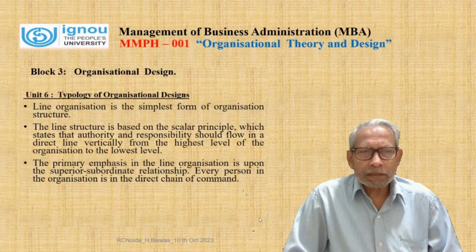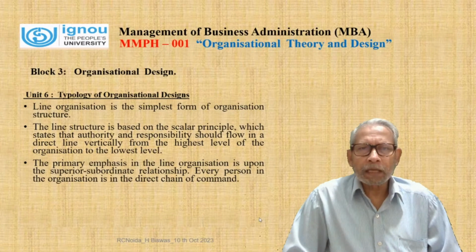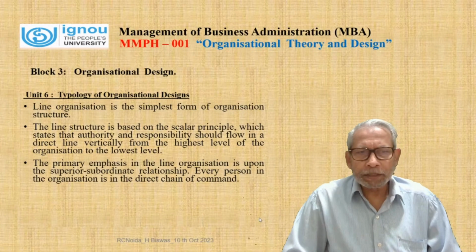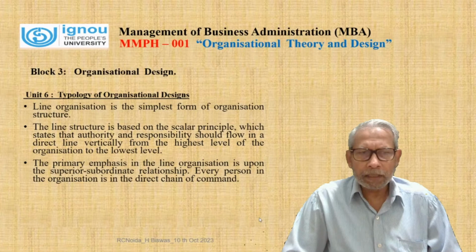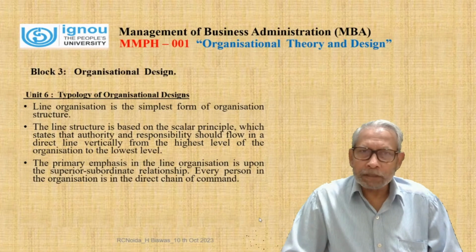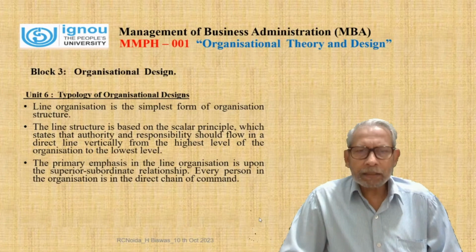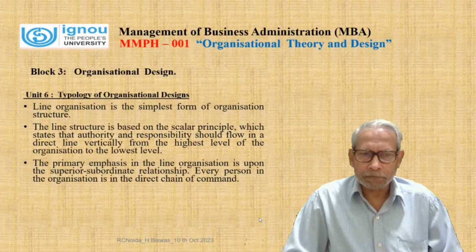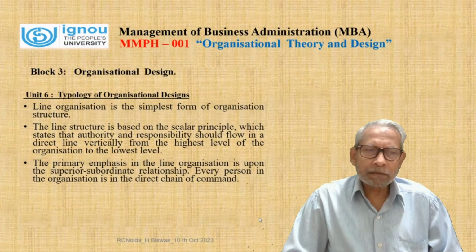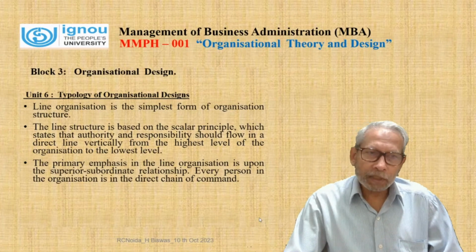The line organization is the simplest form of organizational structure. The line structure is based on the scalar principle, which states that authority and responsibility should flow in a direct line vertically from the highest level to the lowest level. The primary emphasis in the line organization is upon the superior and subordinate relationships directly. Every person in the organization has some direct chain in common. I will show you a flow diagram, then it will be more clear.